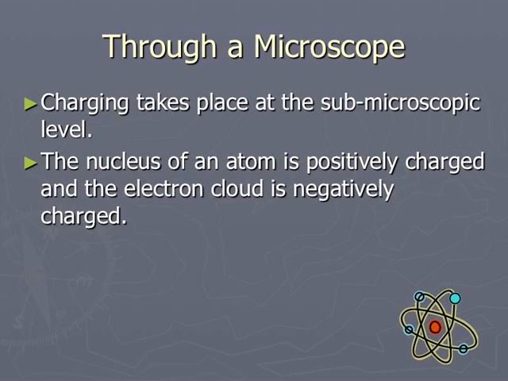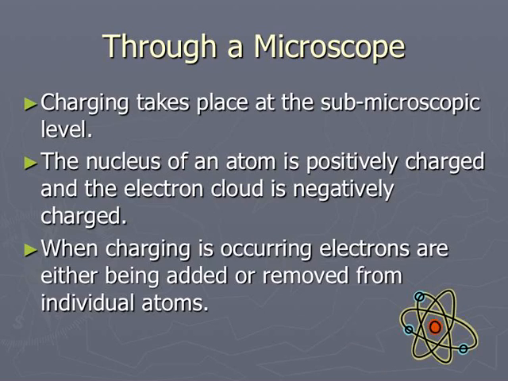So therefore, if the electron cloud is negatively charged and I charge an atom, that means I'm adding electrons to the electron cloud, or removing electrons from it. So when charging is occurring, electrons are either being added or removed from individual atoms. That's with the exception of metals. Metals are a little bit different. Metals have what we kind of call an electron soup. In the outermost shell of a metal, the electrons aren't typically held to the metal. They just flow around wherever they want to go.